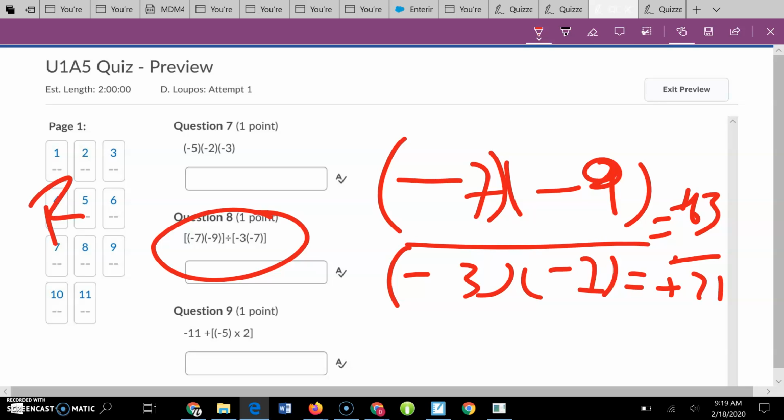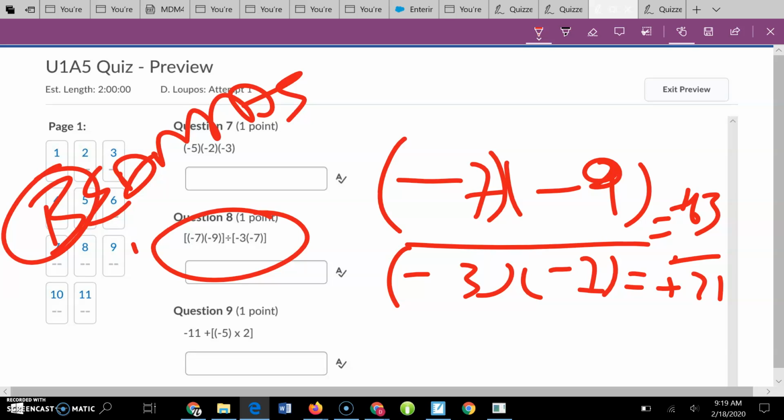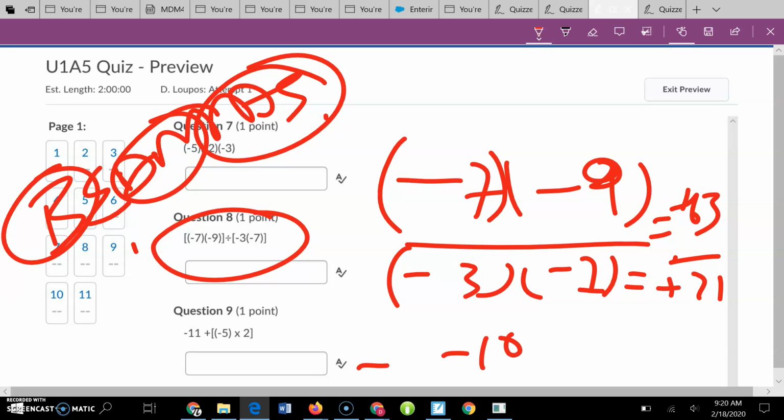So brackets, exponents, division, multiplication are equal, and then addition and subtraction are also equal. But here you look at the bracket. Minus 5 times 2 is going to get you minus 10. You have minus 11 plus minus 10. Okay, so clean up the bracket to get minus 10, and you're adding that to minus 11. So minus 11 plus minus 10. Get rid of those double signs and replace it with a negative. So minus 11 minus 10 is minus 21.